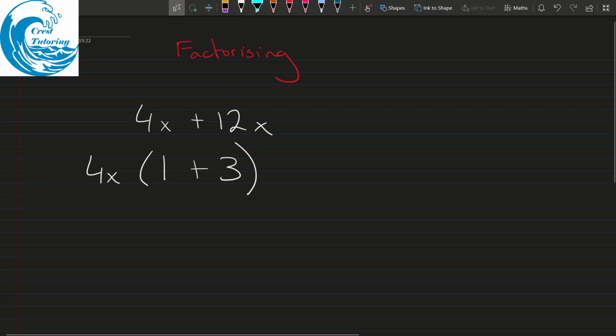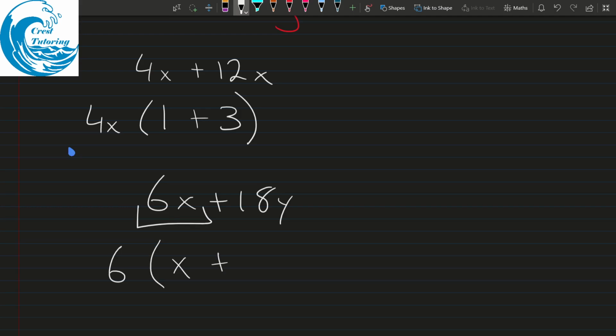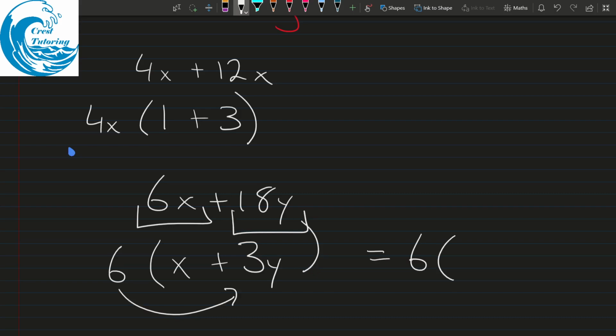So then if we look at the other type of one, so we'll say 6x plus 18y. If you try that one yourself and then unpause it and I'll show you the answer. Okay, so for this one, hopefully what you took out would be 6. So 6 times x, that will give you the first bracket, plus 3y, because 6 times 3y will give you 18y. Okay, and then that's just your answer. So your answer is just going to be 6 times x plus 3y.